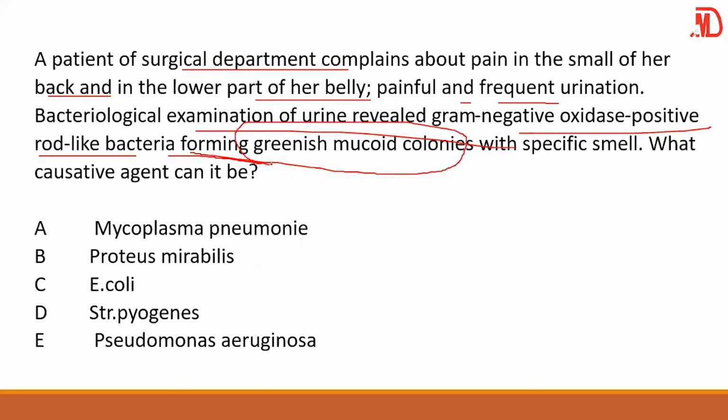Greenish. And I say if you see greenish, you are either thinking of what? Salmonella or what? Pseudomonas. So over here, your answer is Pseudomonas aeruginosa. So your answer is E. Again, if they say the person has a red colony or it undergoes fermentation, then you are thinking of E. coli. But this is not that. This is Pseudomonas aeruginosa. So your answer is E.